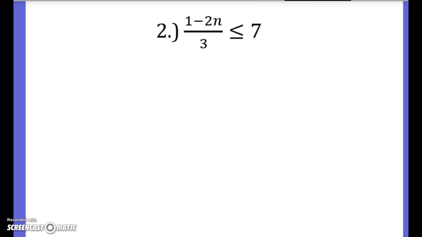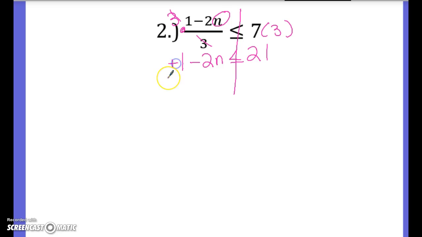All right, number 2. Now for this one, we're looking for n, but n's in the numerator. Remember, you have to go through the downstairs to get to the upstairs. So we need to get rid of our positive 3 here first. So we're going to multiply both sides by 3. I'm going to draw my wall to help me out. So 3's and 3's cancel. You have 1 minus 2n is less than or equal to 21.